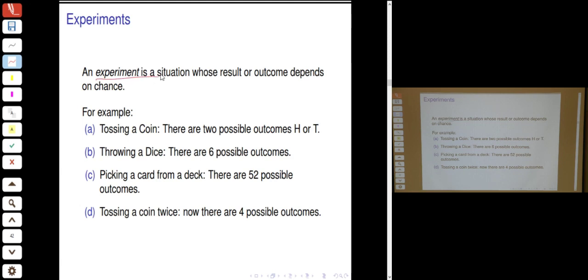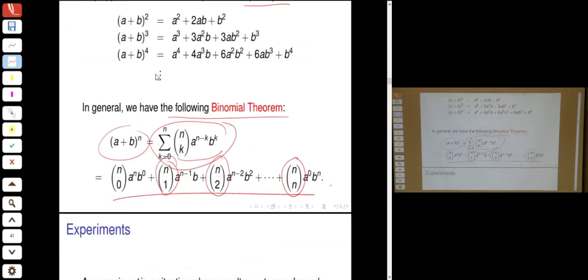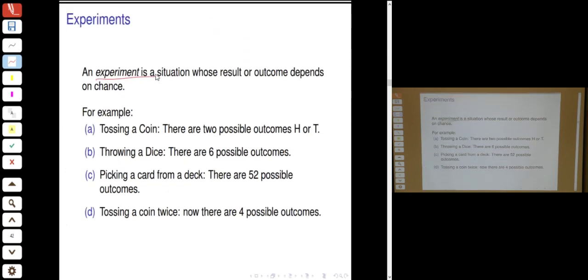So this was about this slide. The last few slides were about arrangements and counting and permutations and combinations, and we culminated with the binomial theorem. Any questions about arrangements, permutations, combinations, and the binomial theorem? Okay, if there are no questions, then let's move on to probability.